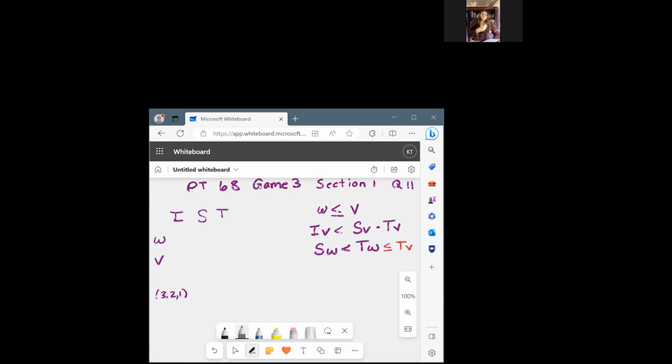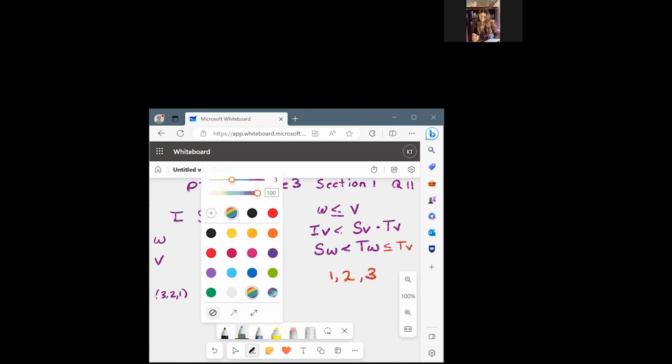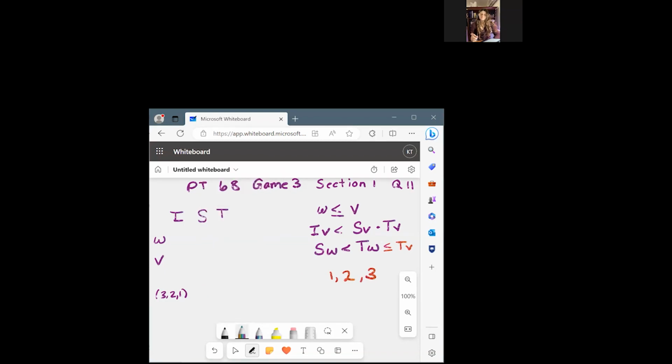Okay, so what does this tell us about S's website? Remember, our options are 1, 2, 3, right? So if S's website has to be less than T's website, what do we know about S's website? What could it not be? 3, exactly. So I'm just going to put right there, not 3.